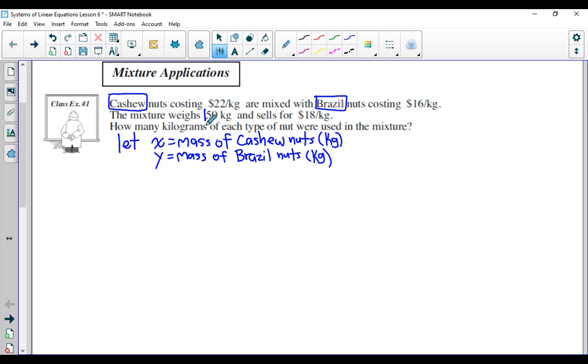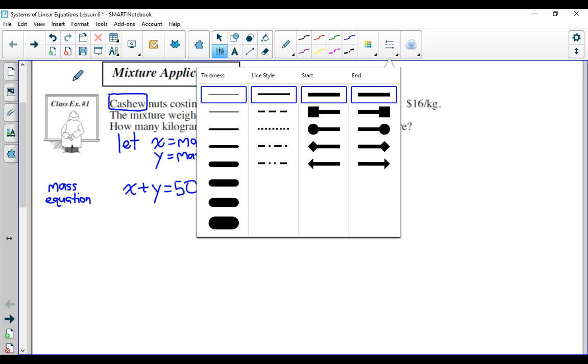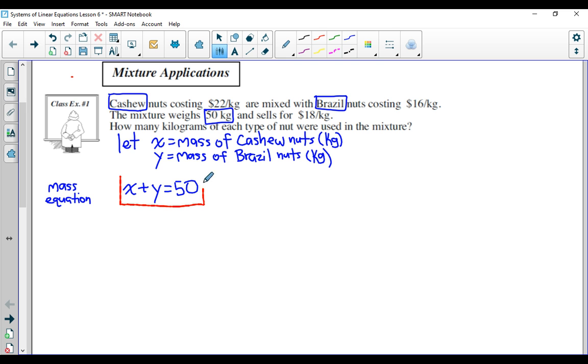Okay, now it tells me that the total weight of this mixture is 50 kilograms. So the first equation is pretty easy to write down. If you take the mass of the cashew nuts and add it to the mass of the Brazil nuts, that must be equal to 50. We'll say my mass equation would be X, the number of cashew nuts, plus Y, the number of Brazil nuts, is equal to 50. So let's box that equation, and we'll call it equation number 1.